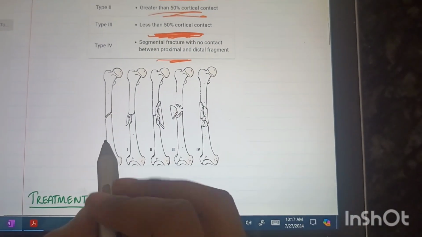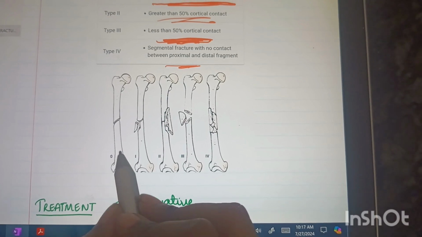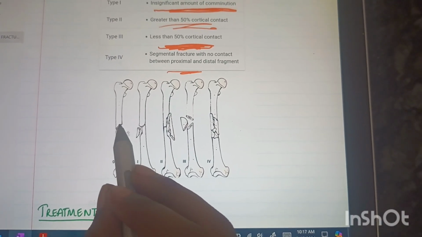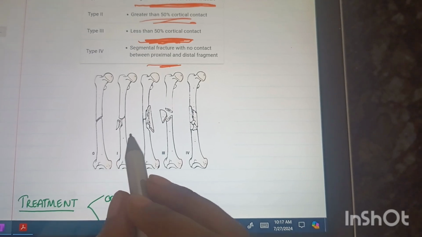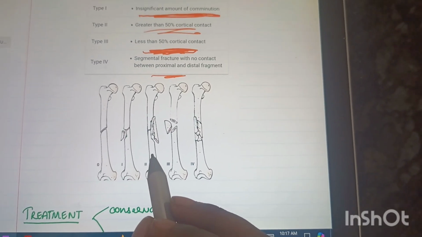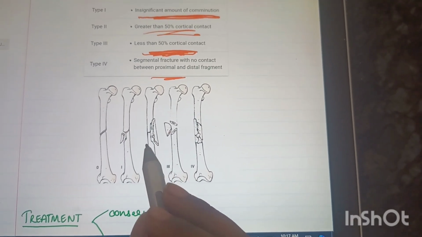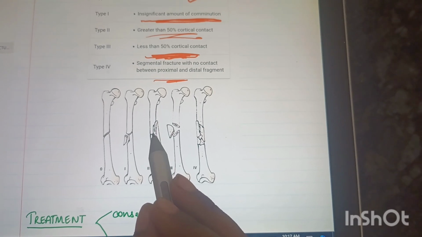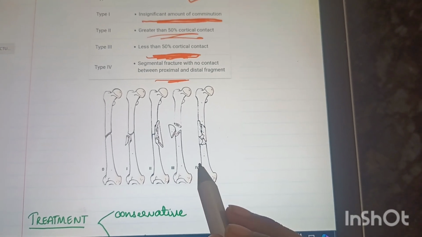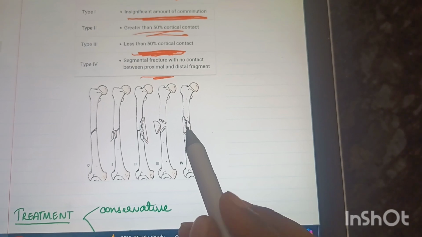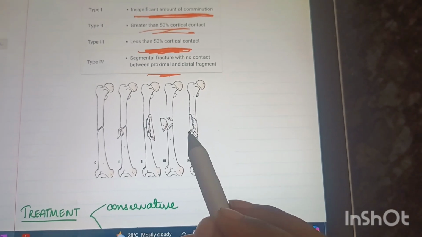So here this is type 0. You can see that there is no comminution present here. This is type 1 with insignificant amount of comminution. In type 2 more than 50% of the cortex will be in contact. In type 3 less than 50% of the cortex will be in contact. In type 4 the fracture is segmental, and here you will have no contact between proximal as well as the distal fragments.